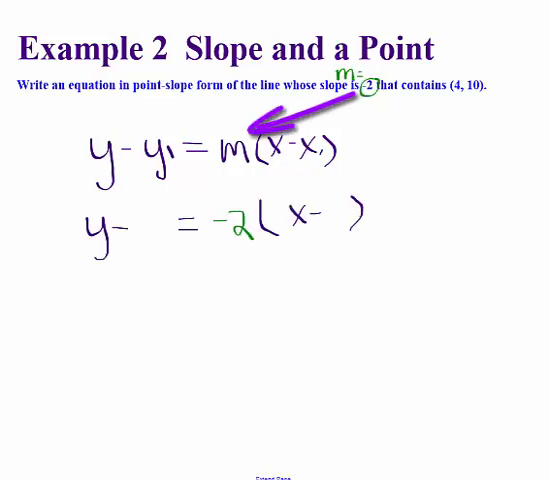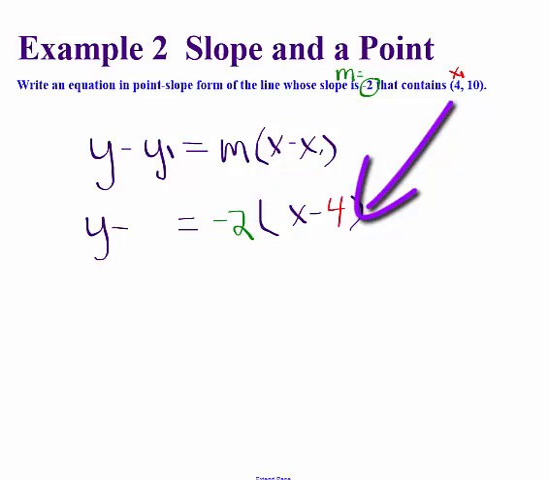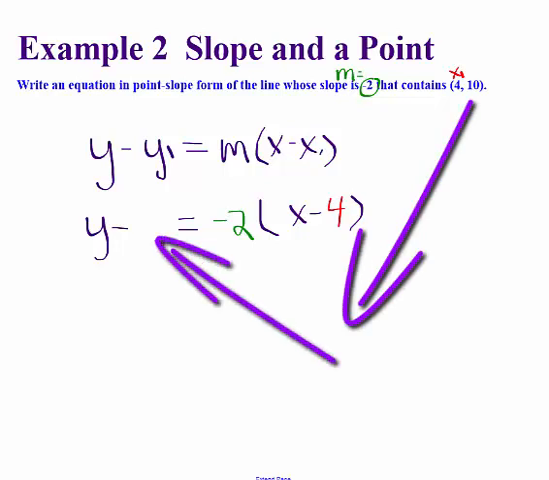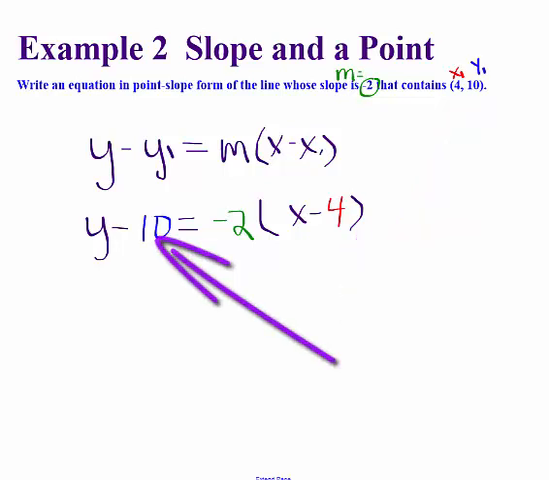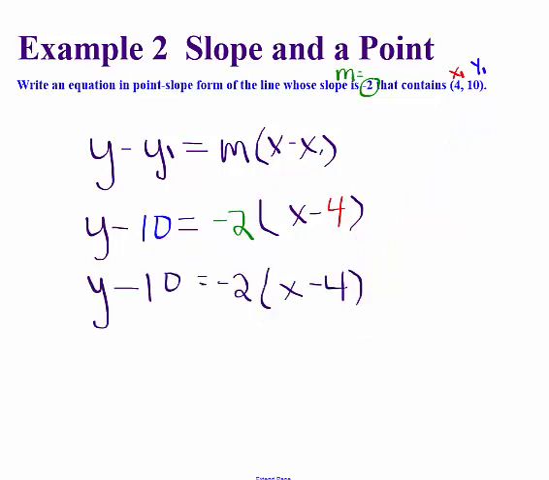And then it tells me that a coordinate (4, 10), so my first point 4 would be my x1, so I would have x minus 4. And then my 10 is going to be my y1, so I'd have y minus 10. Since it wants it in point-slope form, I'm just going to leave it like this. I'm just going to rewrite it here. y minus 10 equals -2 times the quantity x minus 4.